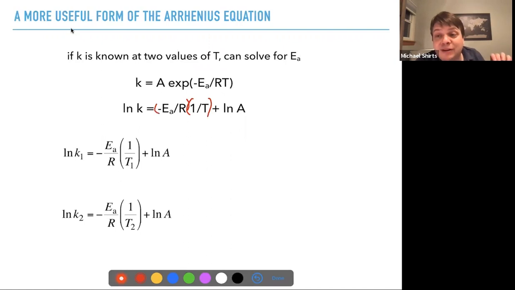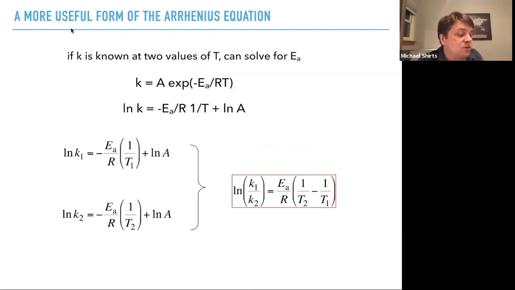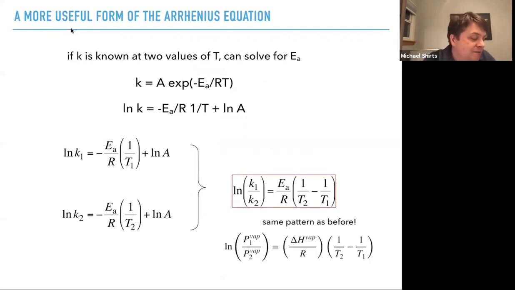This should look very similar to something you've seen before, like boiling point elevation with temperature. It's the exact same initial equation, the same exponential relationship between, in one case a rate and in another case a vapor pressure, and some energy. If we subtract these two, we can rearrange to get the logarithm of the ratio of the rates is equal to activation energy divided by R times 1 over T2 minus 1 over T1. Again, this looks very much like the vapor pressure equation.